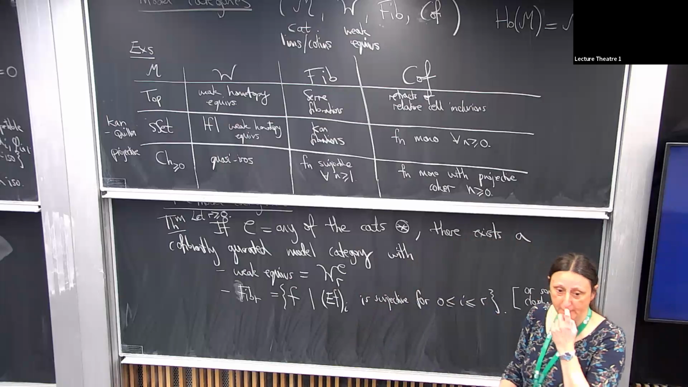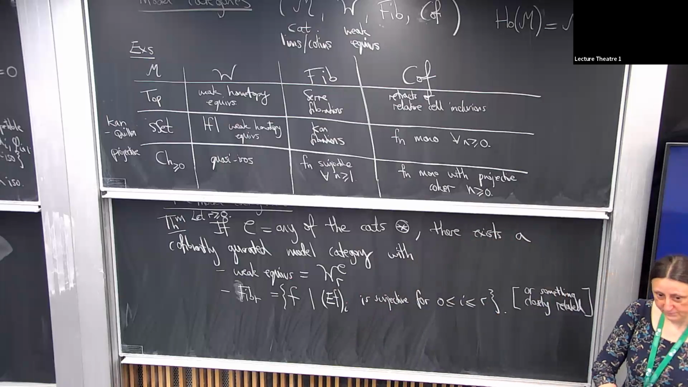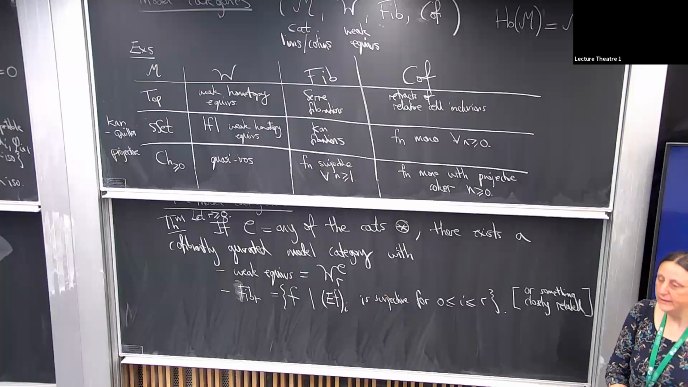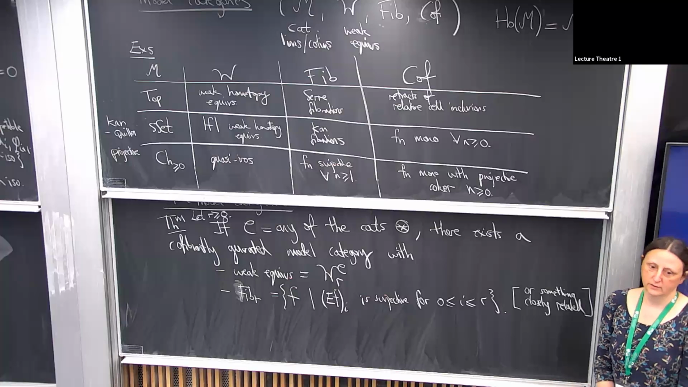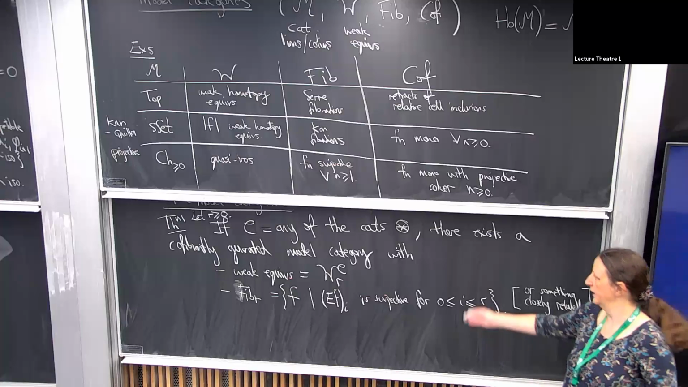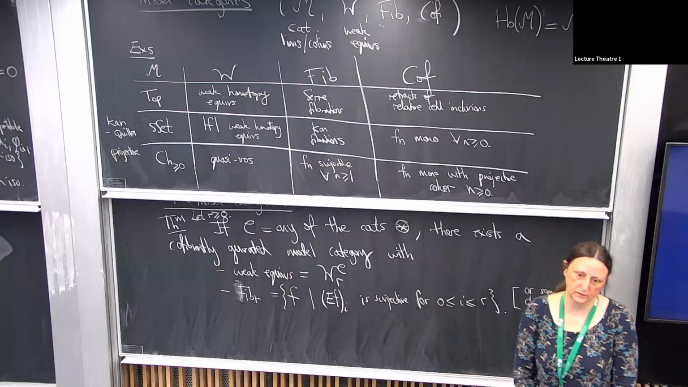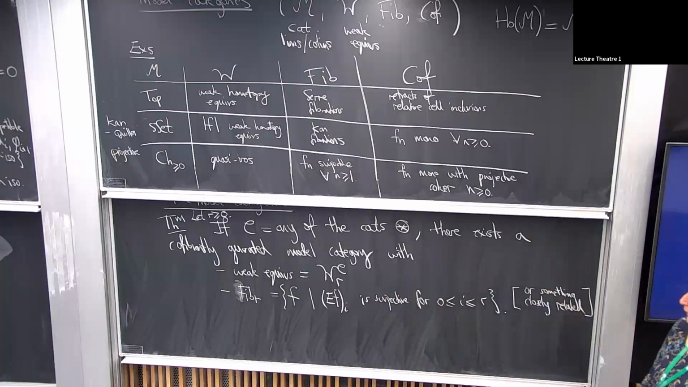If you know you have a model category in the first place, the general theory says you get the cofibrations. Yeah, that's right. So you have to know you have the model category. If you already know you have a model category, then they're completely determined. Yeah, they satisfy whatever. Yeah.